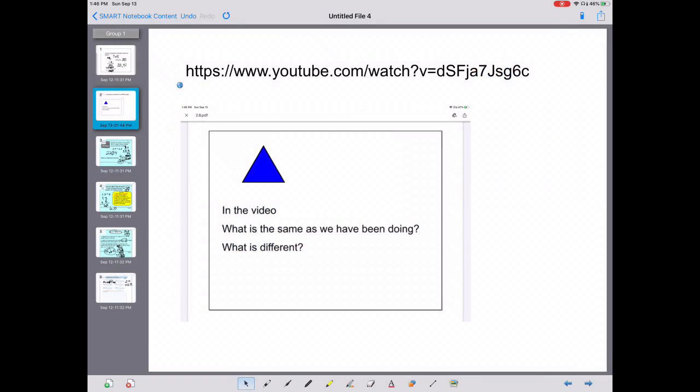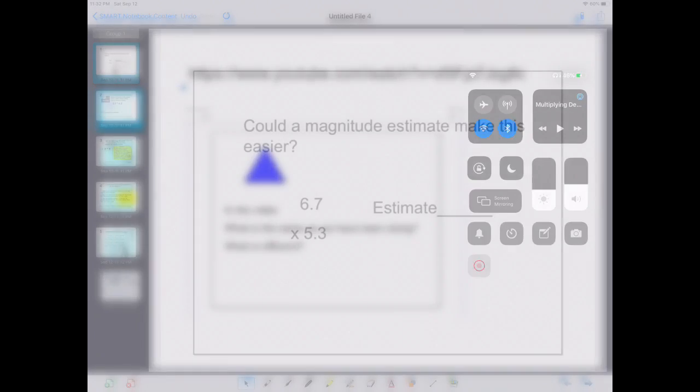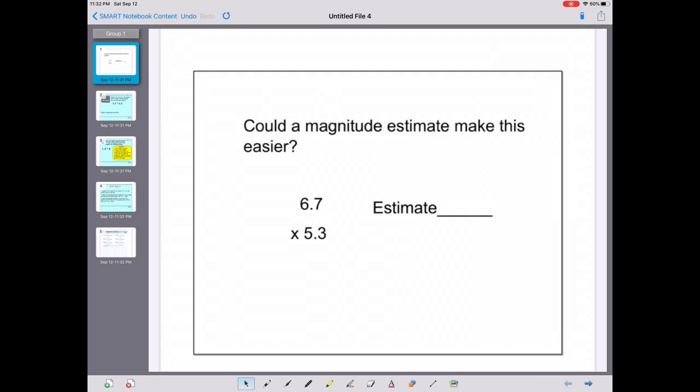In this video, watch to see an example of multiplying decimals. What is the same as we've been doing and what is different? The question is, could a magnitude estimate make this easier? Think about that for a minute. Pause if you need to. Yes, a magnitude estimate would make this easier because it would help you to decide where to put the decimal place.